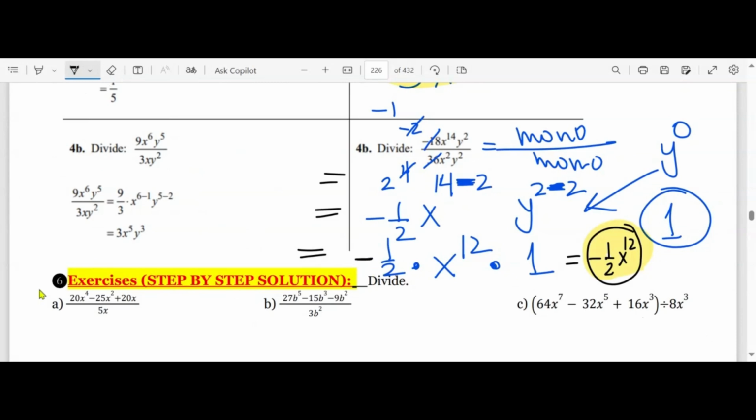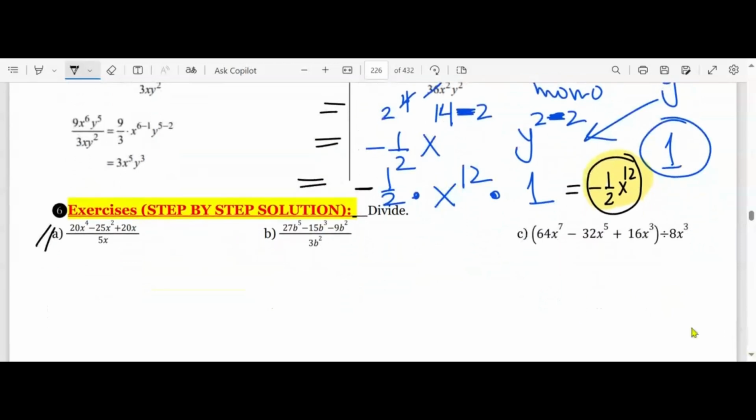Move on. Can you do A? Yes. 20 divided by 5, how much? 4. 4x. X to the power of 4 minus 1, right? 25 divided by 5? 5. Yalla, subtract. 20 divided by 5? 4. Yalla, find the answer. I make it easy for you. I did the hard part. You do the easy part.